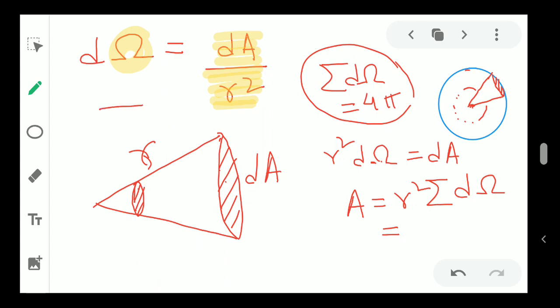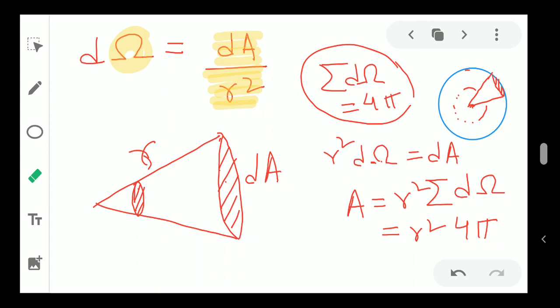Like we know that in 2D, two-dimensional, the total angle is 360 degrees or 2 pi. We know that, right? Like that, the solid angle for the whole three-dimensional aspect is 4 pi. So instead of this sigma d omega, we can write 4 pi. So ultimately we get the area of a whole sphere is 4 pi r square. So this is all about your solid angle.